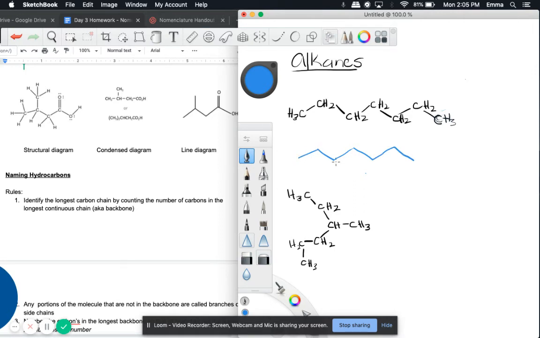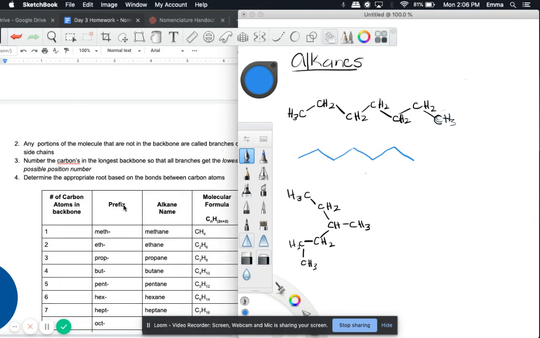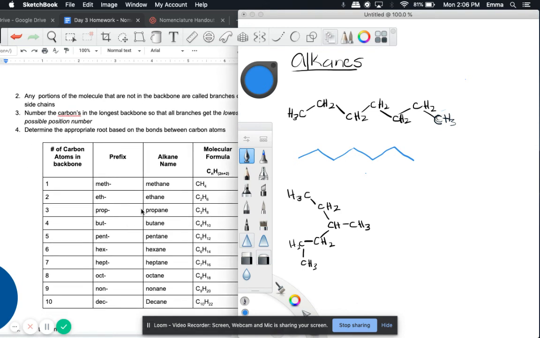So 1, 2, 3, 4, 5, 6, 7, because we have 1, 2, 3, 4, 5, 6, 7 vertexes or bends, however you want to say it, but make sure you just have the right number to represent the number of carbons. So this would be the line diagram now for this molecule, but how do we name it? We can go back to represent 7 carbons as a hept. That's a prefix we want to be looking for. So we start with hept. And all single bonds, so the ending would be ANE for alkane.